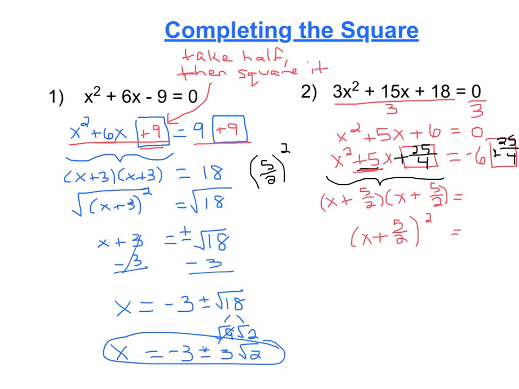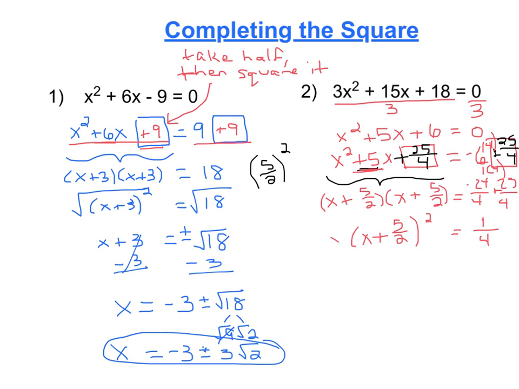Okay, so if we were to add these over here, let's see. I'm going to just write negative 6 over 1. So let's find a common denominator. So I'd multiply this by 4 over 4, which leaves me with negative 24 fourths. And then I'm going to bring down my positive 25 fourths. So when you add these, negative 24 plus 25 is 1, and you keep the common denominator, so we get 1/4.